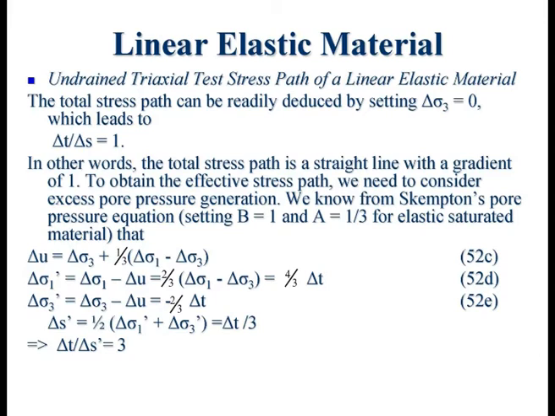So based on delta sigma 1 dash and delta sigma 3 dash, you can calculate delta S dash, which is equal to delta T over 3. And delta T over delta S dash is delta T divided by delta T over 3. So the result is that delta T over delta S dash, which is the gradient of the slope of the effective stress path, is 3.